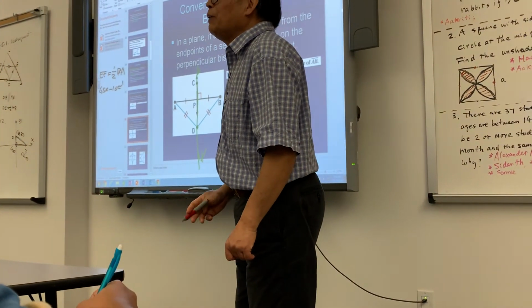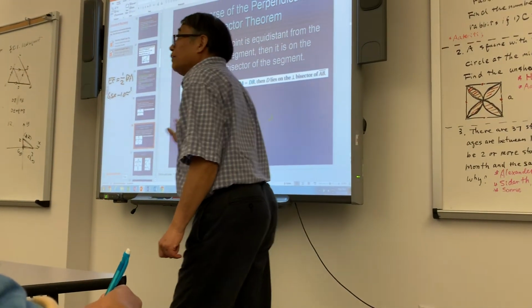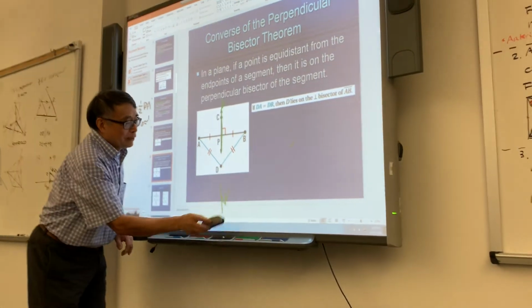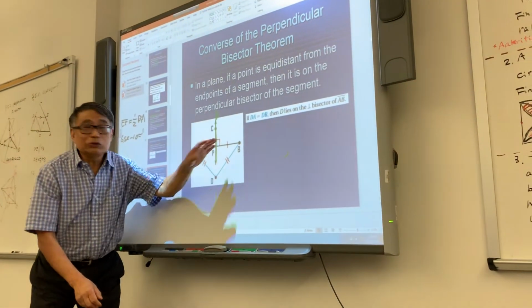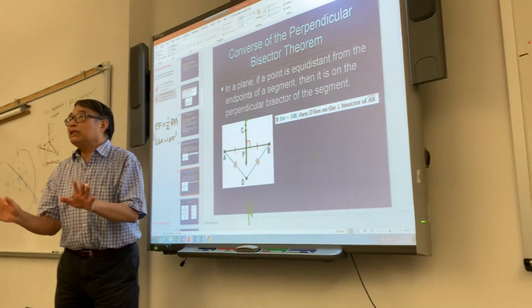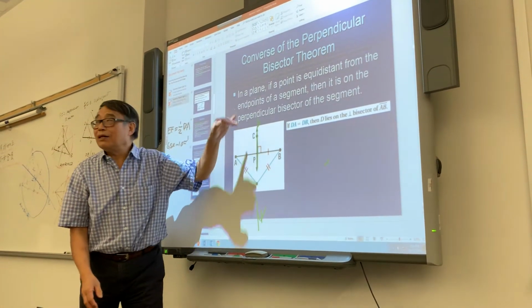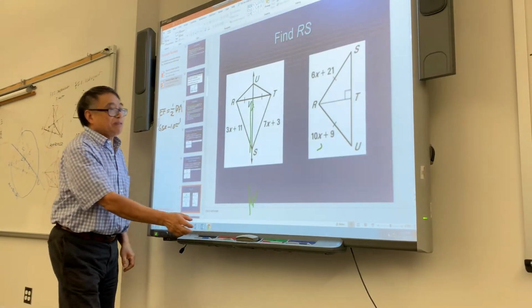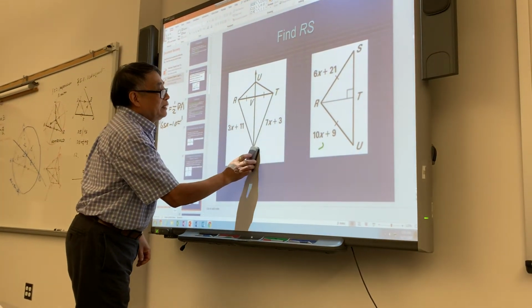Do you understand, please? So you don't need to draw the line. You just need to know that if you have a point D, and AD equals BD, it's enough. D is on the line. You use this one to solve the question, okay, please? Now we have some very easy examples.